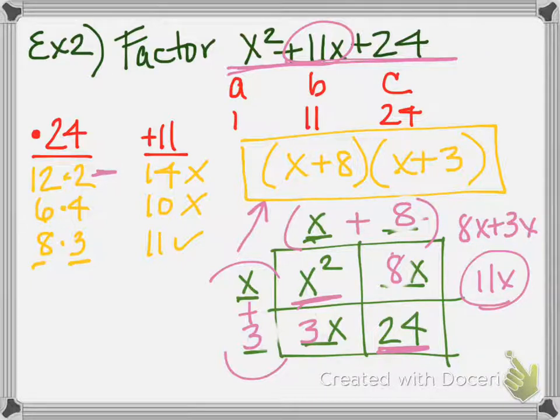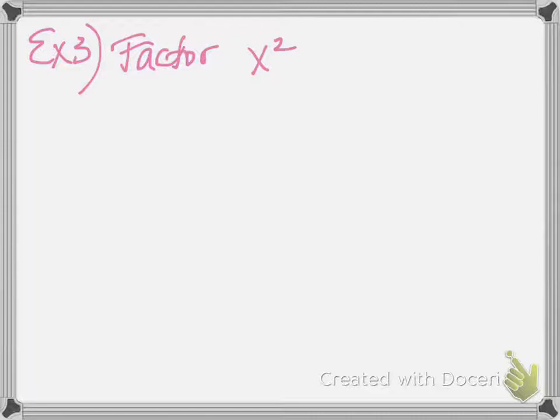So let's do example 3, but let's do example 3 now by just doing the area model before we do the other way, just to kind of switch it up a little bit. So example 3, we are factoring. So factor x squared plus 4x minus 12. So let's say I just want to go with the area model.